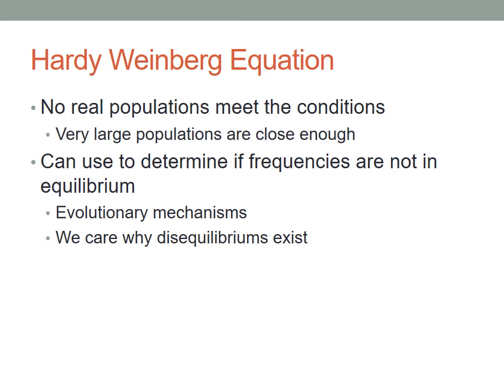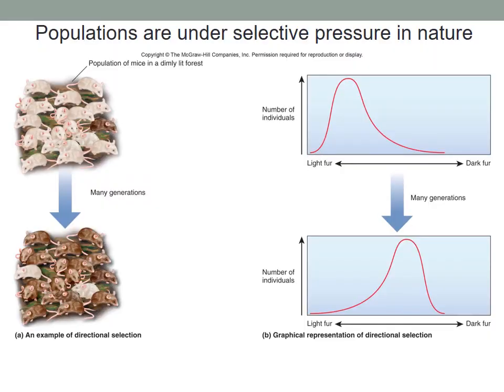We also sometimes want to try and bring a species back into equilibrium. And that's one of the reasons why we utilize this equation, to figure out where things are and to figure out what we need to do in order to fix them. And populations are under selective pressures in nature. We see this all the time.